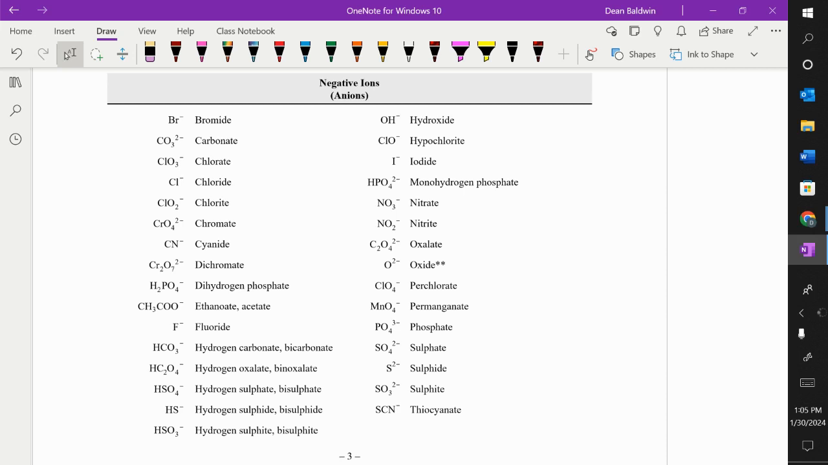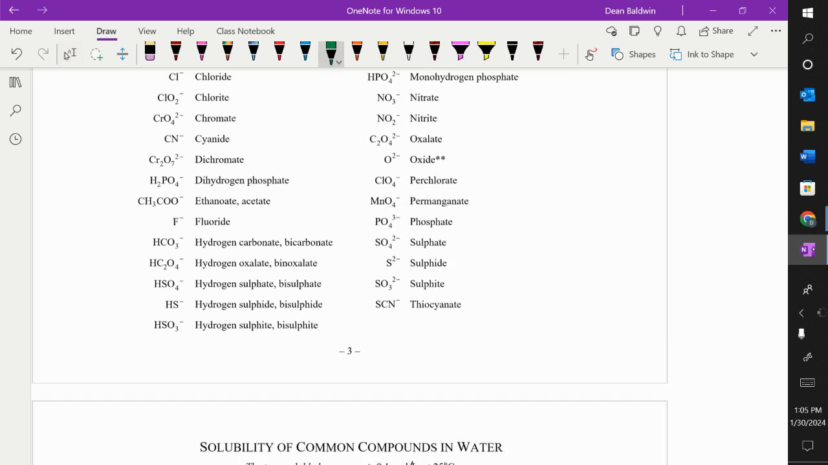So chlorates, there's the chloride, chlorite, chromate. You get your one that everybody kind of forgets about, this. That is acetate, called ethanoate, but you're going to see acetate more than that. It's also written like this: 2 carbons, 3 hydrogens, and 2 oxygens. You'll see it written like that too, C2H3O2 with a -1 charge. That's acetate. This is where you get your sulfate and your sulfite.